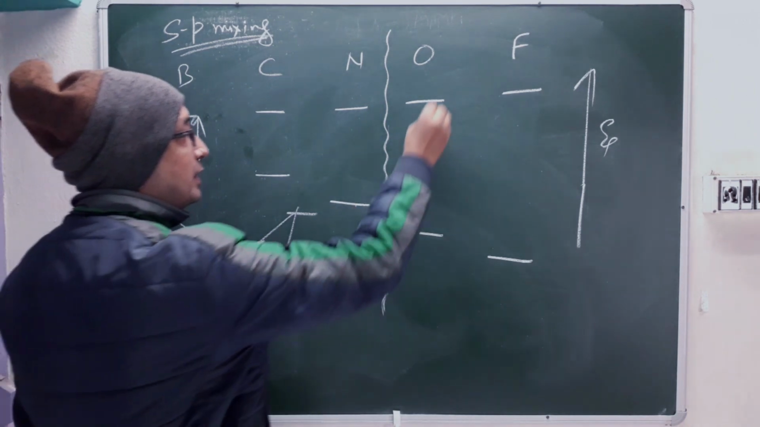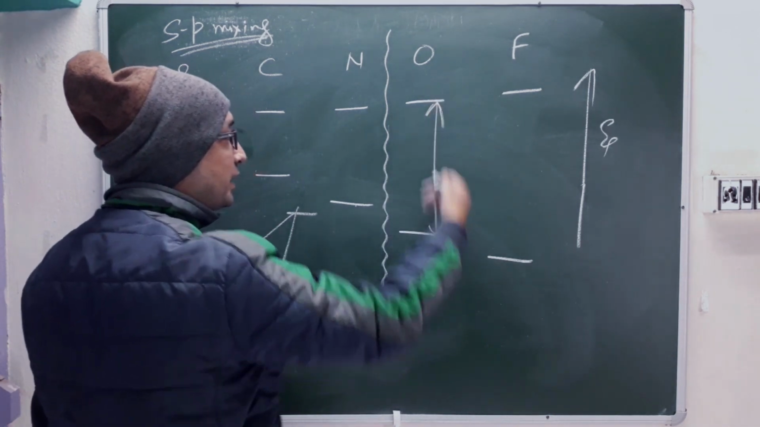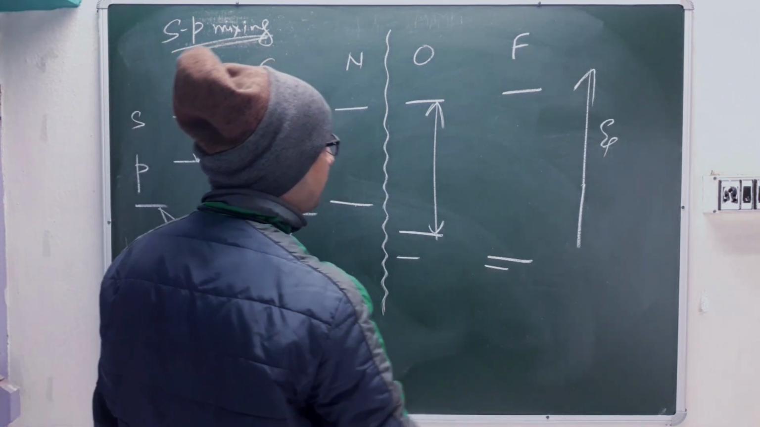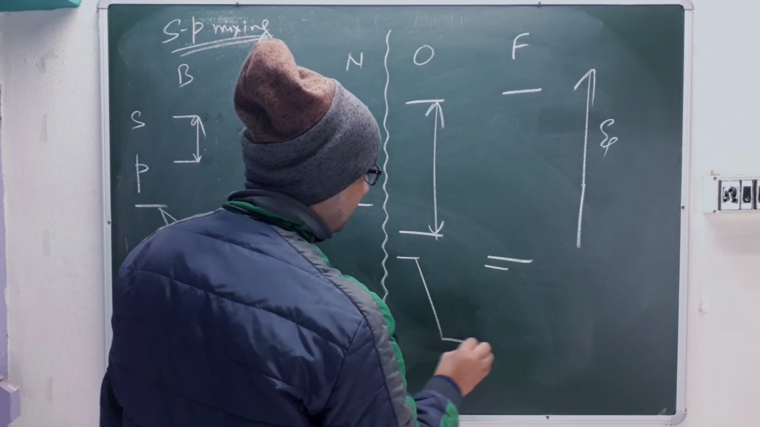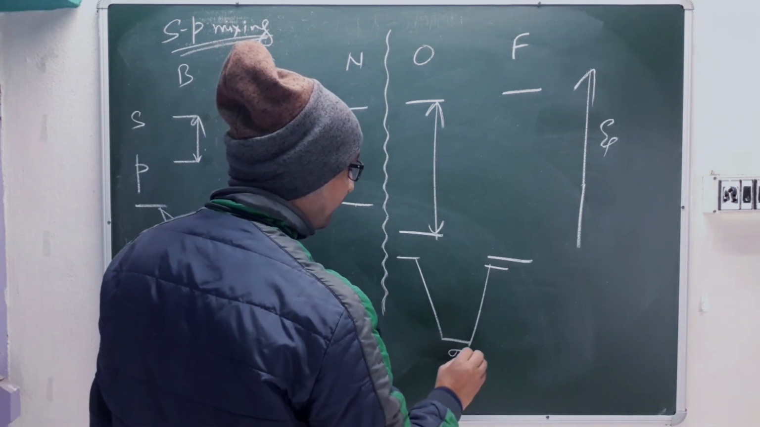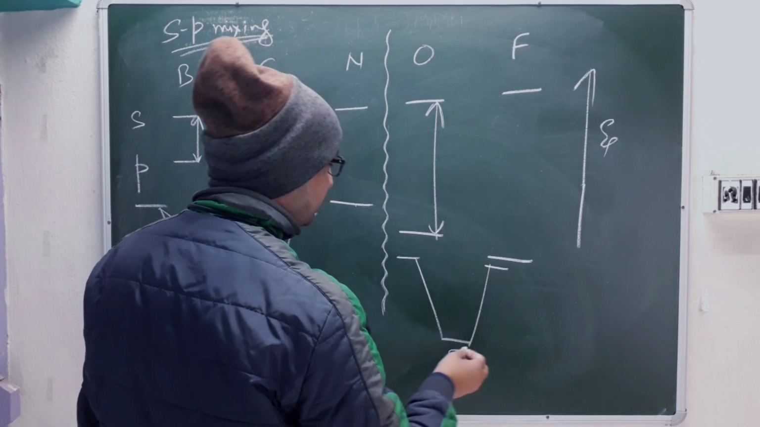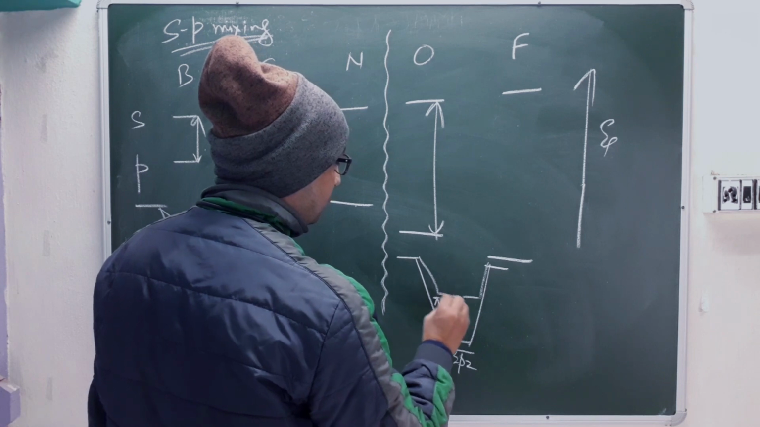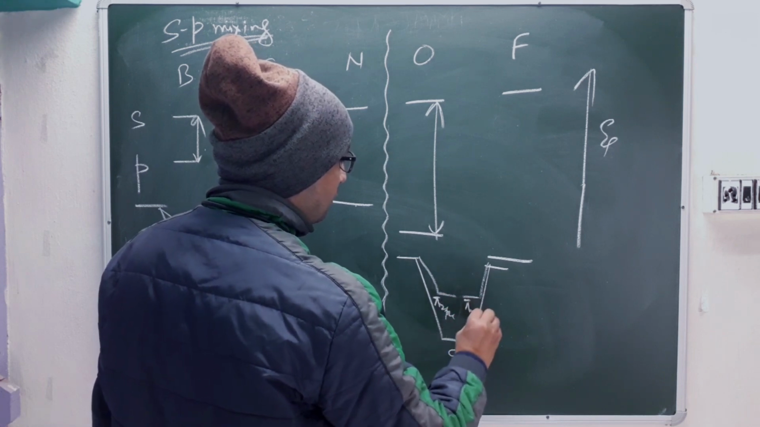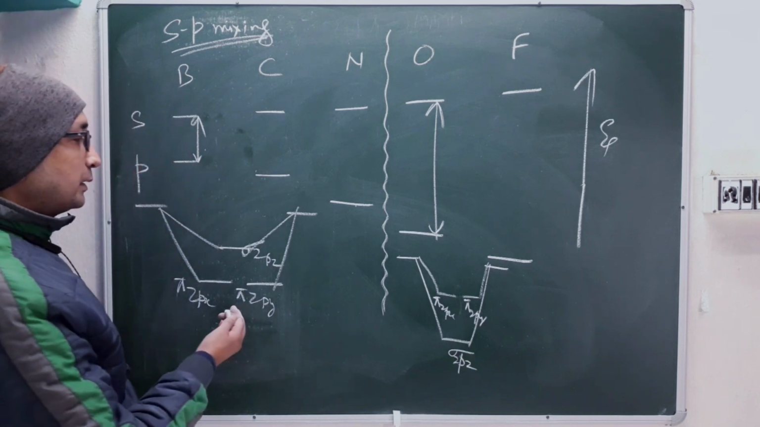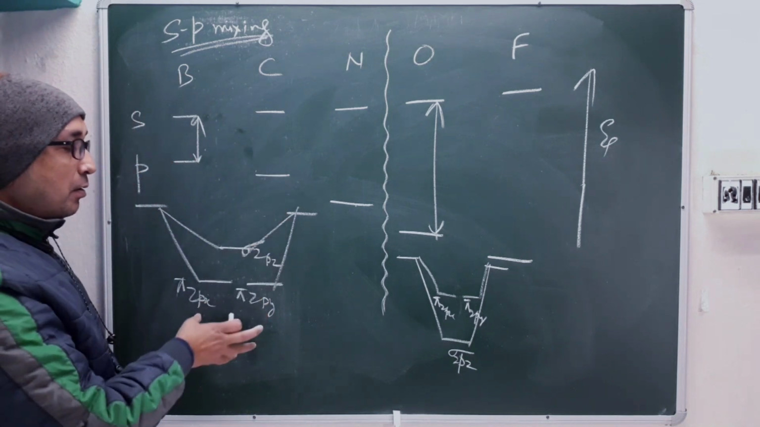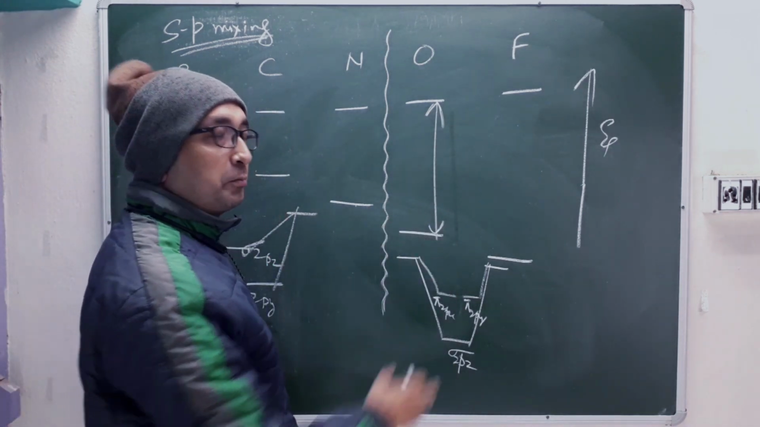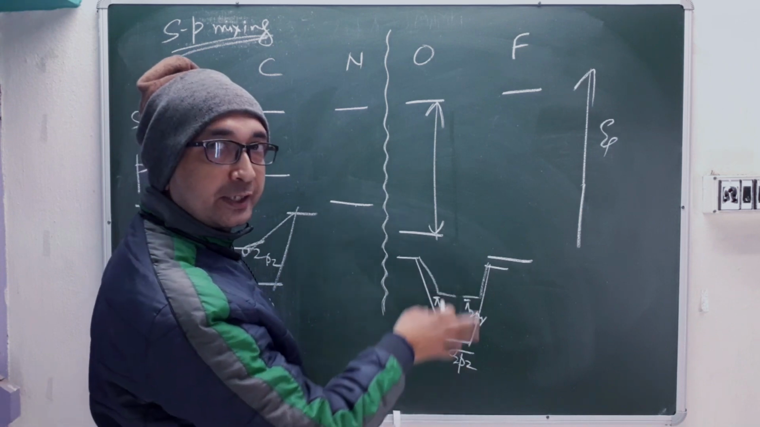Till nitrogen, this sp mixing will be taking place. After nitrogen, the energy gap is so high that this mixing can't take place. Okay. Then what will happen? This is the atomic orbital of oxygen. This sigma will be at lesser energy. Okay, sigma 2pz, you write it. Then this will be pi 2px and pi 2py. Correct? So see here, due to this sp mixing, pi energy is lesser than sigma, and here the sp mixing is absent. Because of that, this sigma energy is lesser than pi.